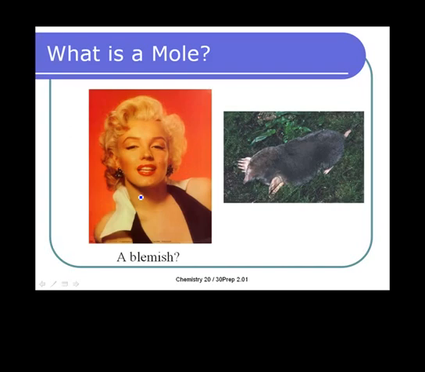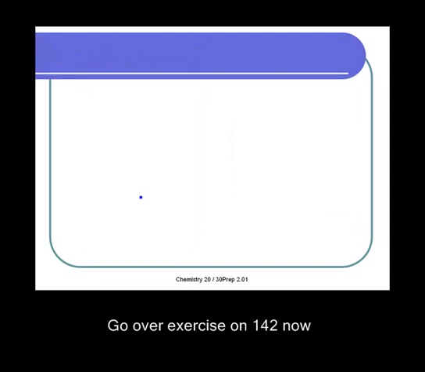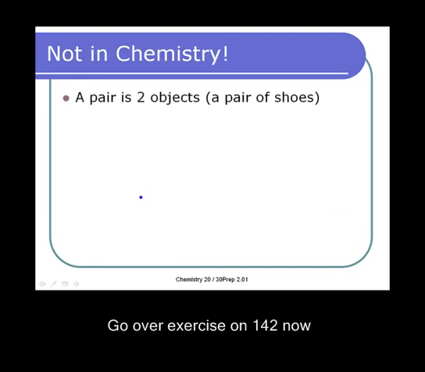And now we're going to look at the mole. There are a couple of versions of what a mole might be, but not in chemistry. In chemistry, the mole is a number, and it's a way of counting or grouping things together. A pair is 2. You can have a pair of shoes, which means you have 2 shoes. You can have a dozen objects, and a dozen is just shorthand for 12.